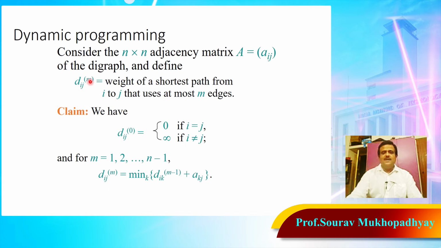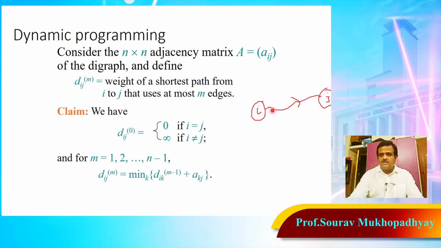Dij m is nothing but we are at the ith vertex and we have to go to the jth vertex. There are many paths from i to j. It could be infinity also if there is no path from i to j, then there is no question of shortest path. So Dij m is telling we have to go from i to j, considering all the paths from i to j such that we use at most m edges in the middle.